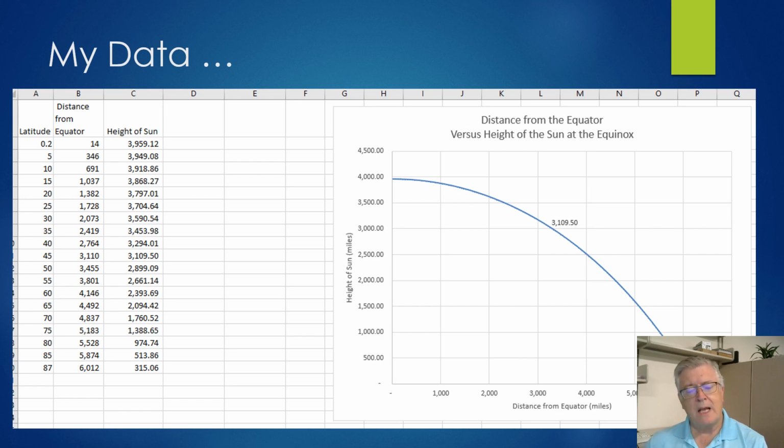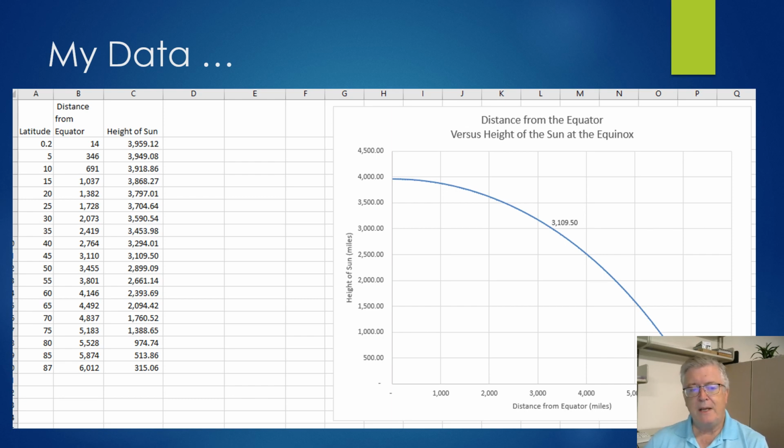So then once I calculated those, I wanted to see a graph. Here is my graph on the right, and you can see that at the equator, or close to the equator, we have 4,000 miles. This again looks like an asymptote. It's reaching 4,000. It's not going to go higher than 4,000. So then at the pole, it's about 6,000 miles from the equator.